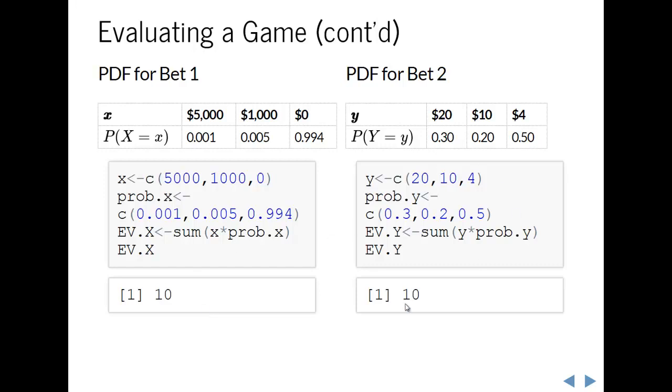Over here, we've changed a few things as well. We've changed the list of the values of y and the corresponding probabilities, and we get the expected value of the random variable y to also be 10. So it turns out that the expected gain from each bet is the same, $10. So we need more information.